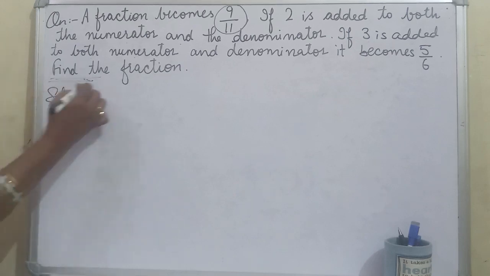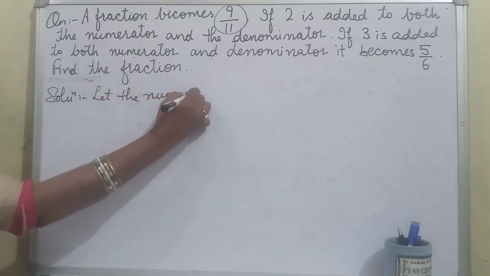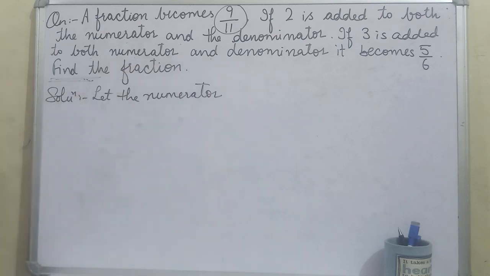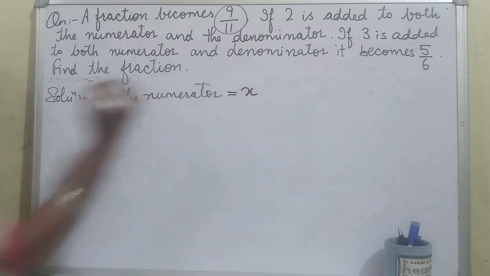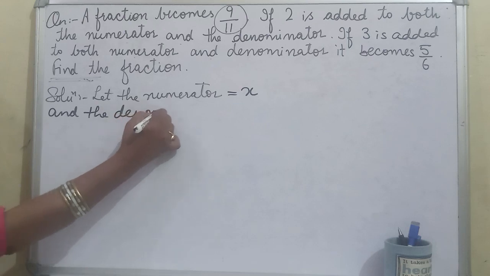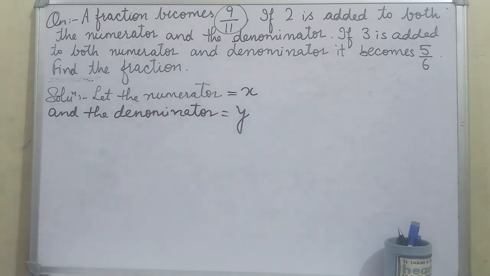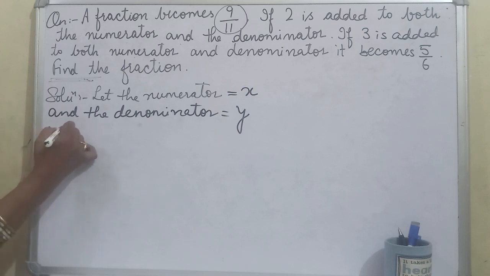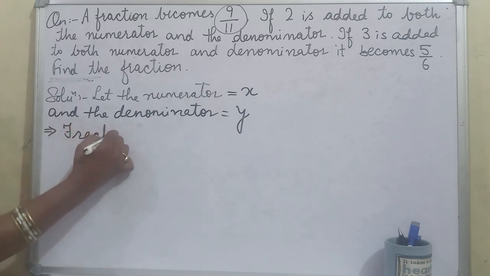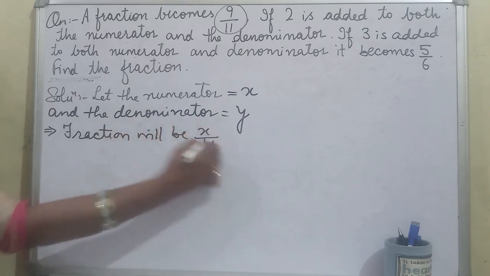First of all, I have to suppose the numerator and denominator. So let the numerator be x and the denominator be y. Now if the numerator is x and the denominator is y, what does it imply about the fraction? The fraction will be x by y. The fraction will be x upon y.